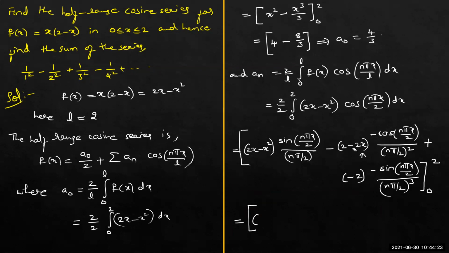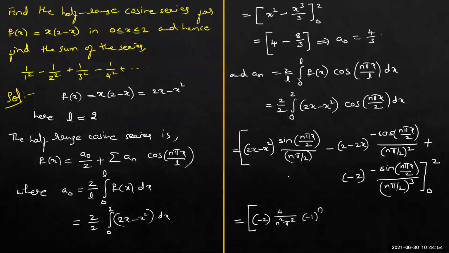2 minus 2 into 2, right? 2 minus 4. So when it is 2 minus 4, its value is minus 2. Then here we have n pi by 2 whole square in the denominator. You can take that to the numerator, so it becomes 4 divided by n square pi square. And now here, if you substitute x equals 2, it becomes only cos n pi. And the value of cos n pi is minus 1 to the power of n. So this is what you get for the upper limit.